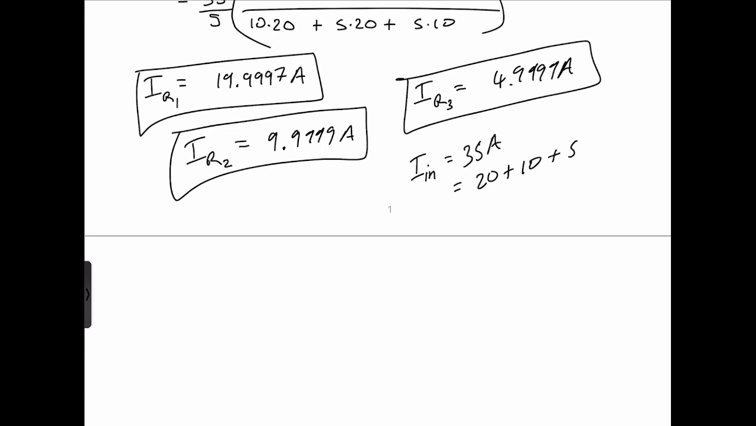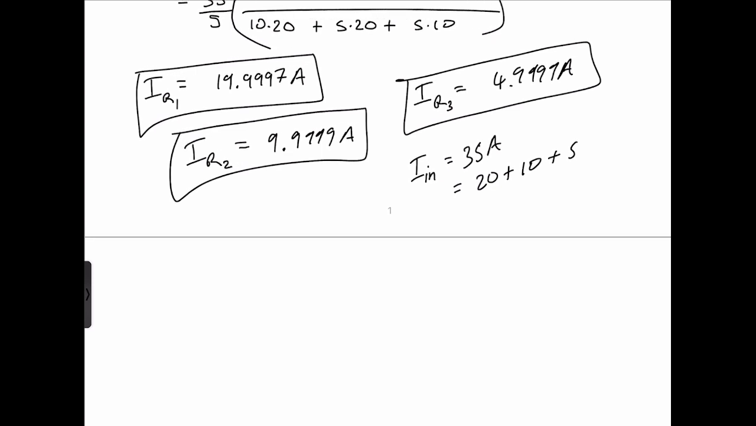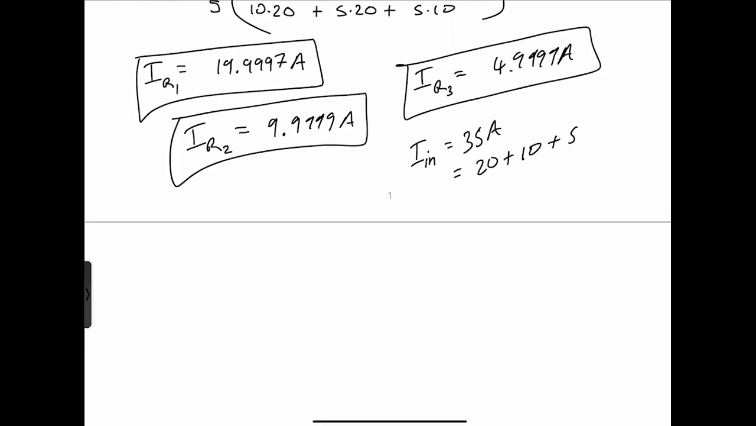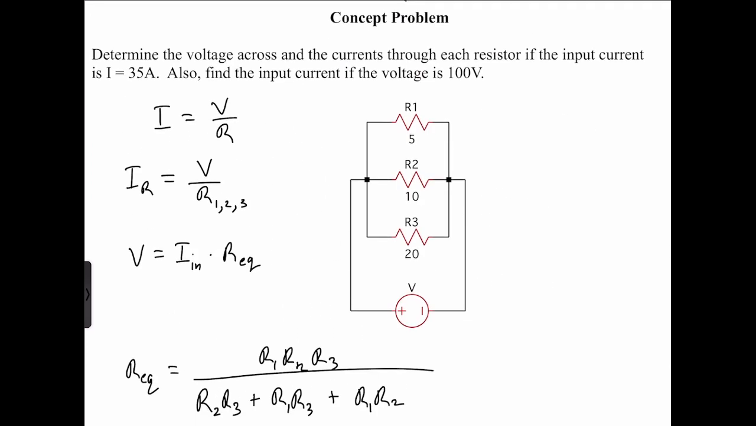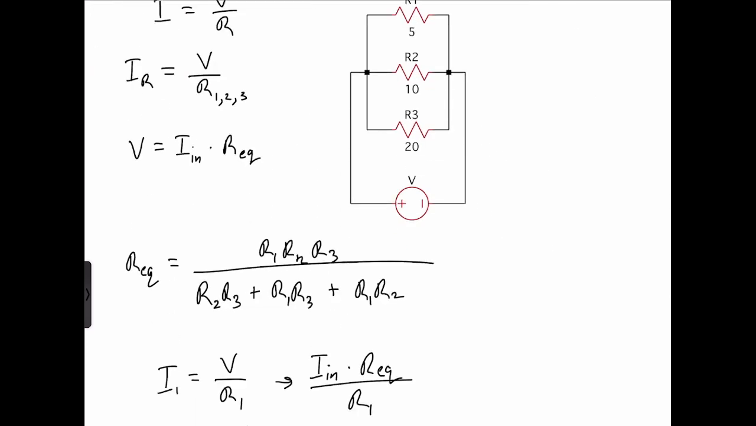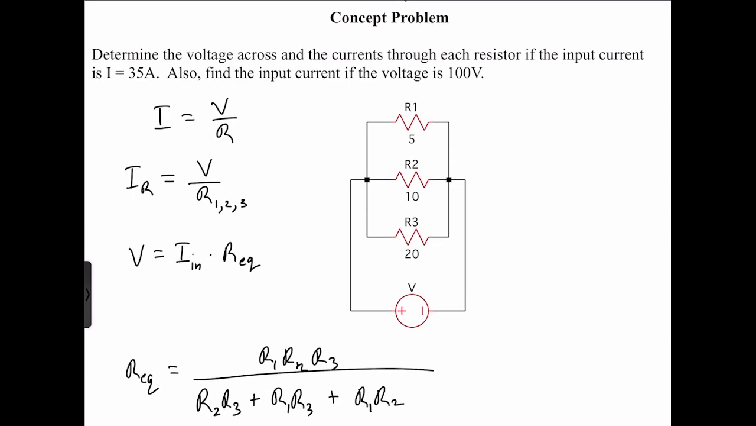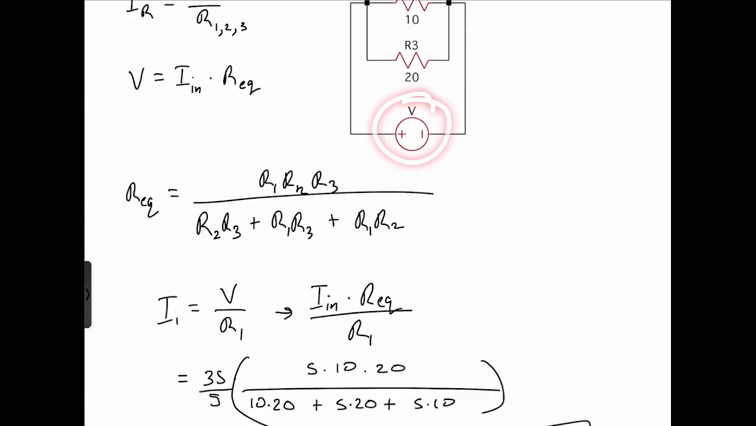So we're asked to find the voltage. Let's go back. So we're asked to find the input current if the voltage is 100 volts. So normally, because resistors are in parallel, we know that, and we're not doing that portion of the problem. Normally when I do a problem like this, I want to find out what the voltage source is, because if you remember, we did not get the value of the voltage source.